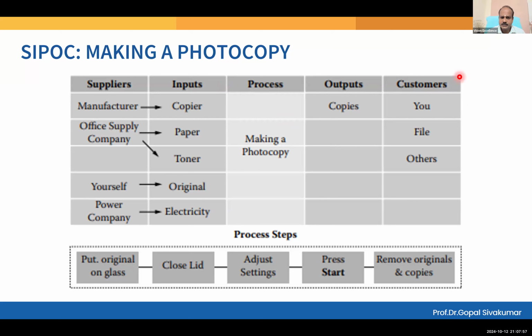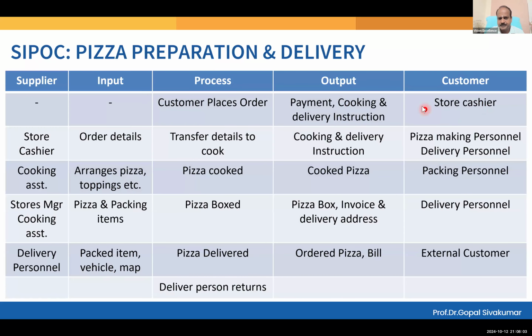We understand the scope, we understand the stakeholders at every stage of the process. Hope it is clear, right? Okay. Now let's understand one more process. Let's talk about SIPOC for one more process: pizza preparation and then delivery.